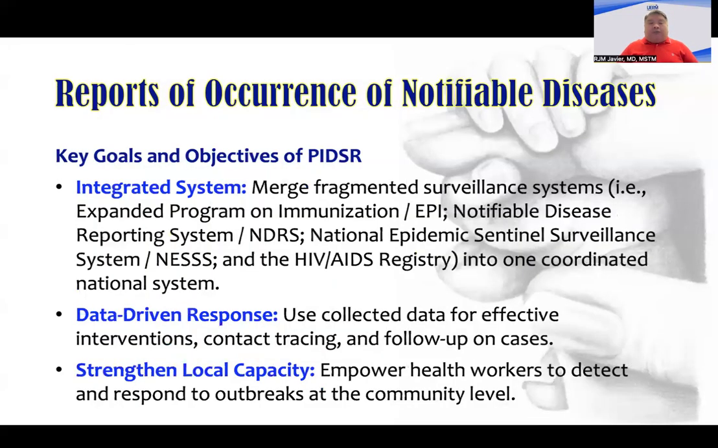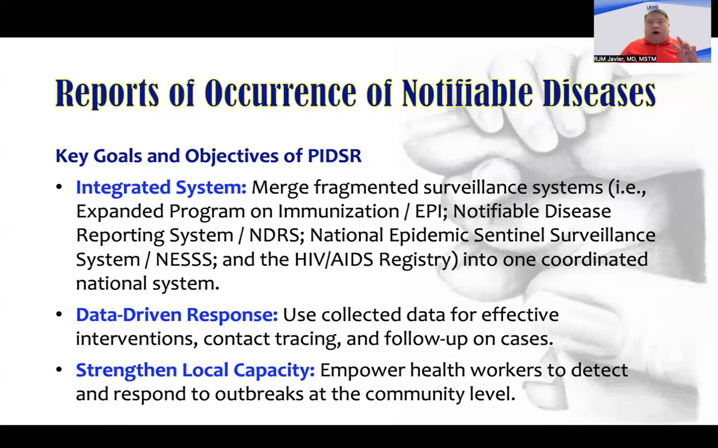Similarly, the PIDS-R will provide an integrated system. Currently, if you look at the available surveillance systems in the Philippines, there are four. The first is the Expanded Program on Immunization or the EPI surveillance system. You have the Notifiable Disease Reporting System or the NDRS. You have the National Epidemic Sentinel Surveillance System or the NESSS. And of course, lastly, the HIV/AIDS Registry.